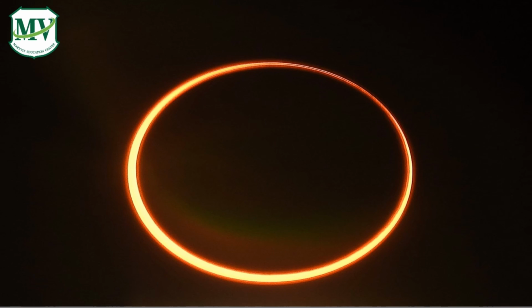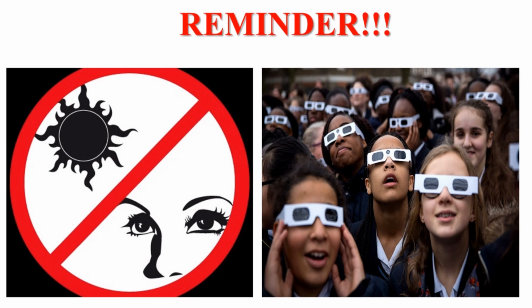The third type is an annular solar eclipse. An annular solar eclipse occurs when the moon is farthest away from the earth. The sun can still be seen around the edges of the moon and it looks like a ring. Reminder: never look directly at the sun. You must use proper safety equipment to look at any type of solar eclipse.